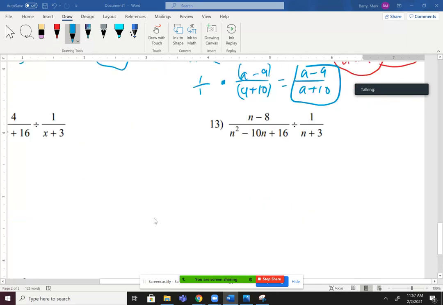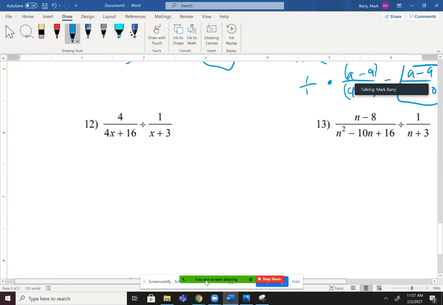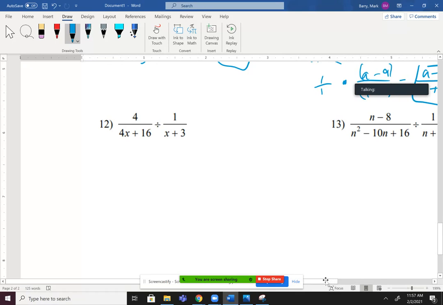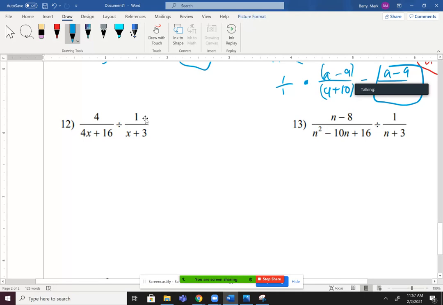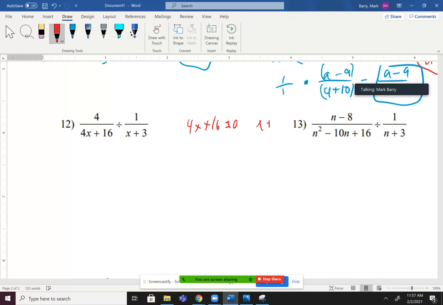All right, a few more here. Number 12. Okay, so number 12, we'll do our excluded values first. So we know 4x plus 16 cannot equal 0. We know x plus 3 cannot equal 0. This one's going to be x cannot equal negative 3.